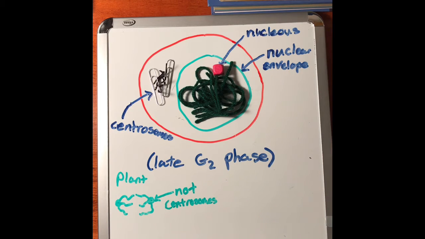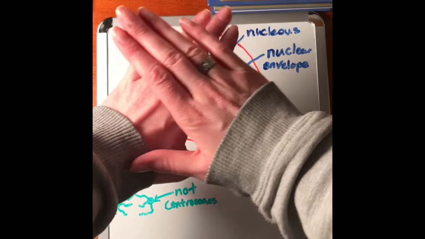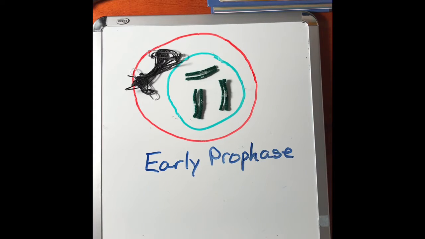In fact, mitosis looks almost exactly the same for plant cells as for animal cells, except for one other difference, which I will get into later. But for now, let's go ahead and start right into prophase.